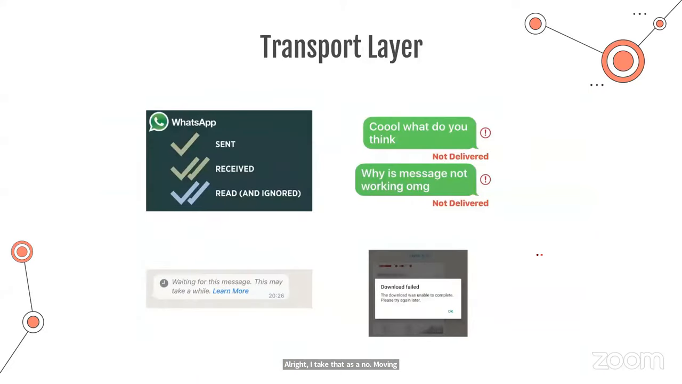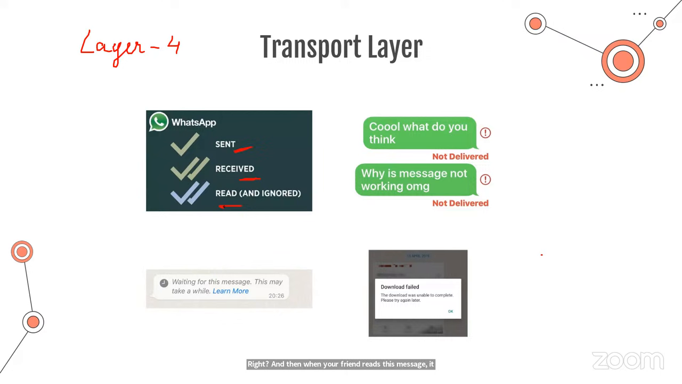Moving on. The fourth layer, that is the transport layer. Now, if you see this picture here, these are a few pictures from WhatsApp. You usually see the first one. When you send a message, it gives you a single tick mark. That means the message has been sent to the WhatsApp server. Because your friend's network is not connected to the internet, it has not been received on your friend's phone. When your friend receives this message, it gets double ticked, right? And then when your friend reads this message, it turns to a blue tick.